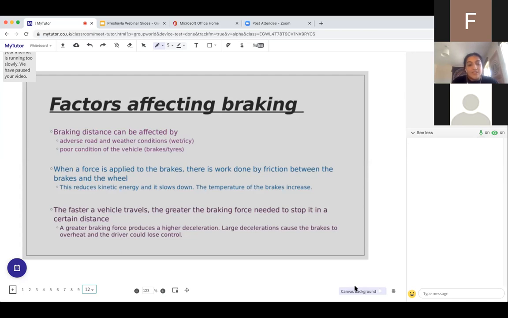And then for the second one, what is the relationship between acceleration and mass? Well, acceleration is inversely proportional to mass. Okay. So that means if acceleration doubles, then mass halves.